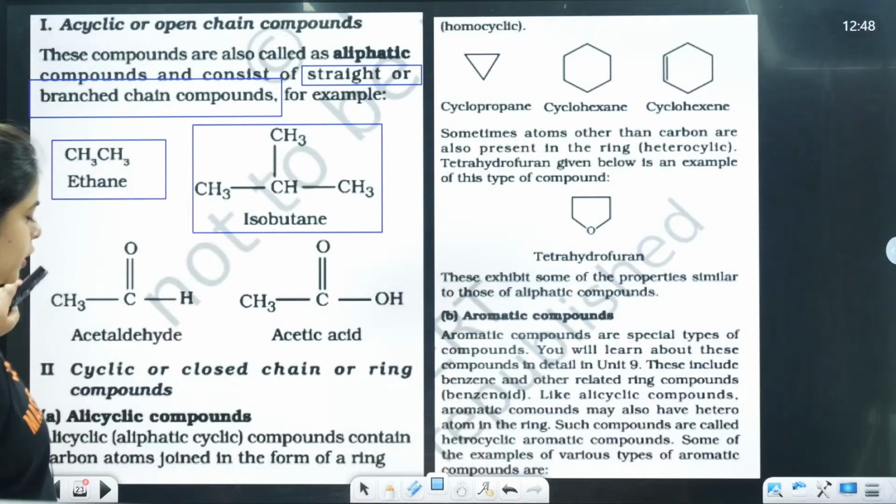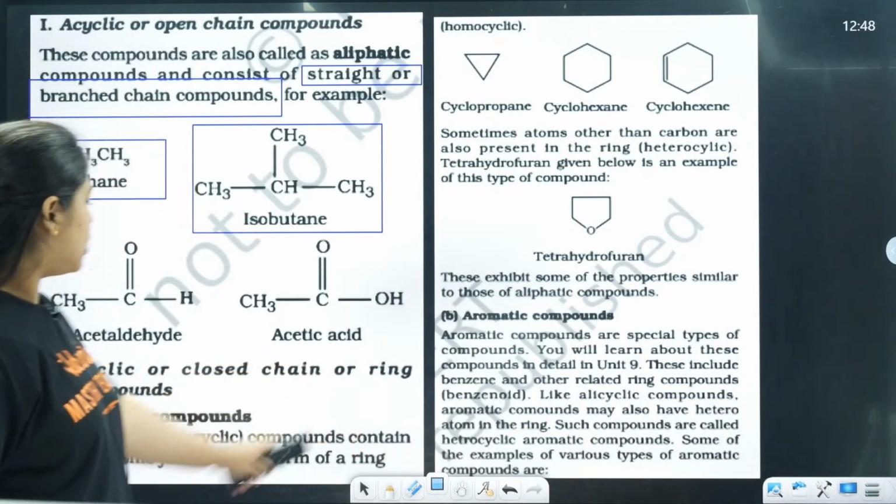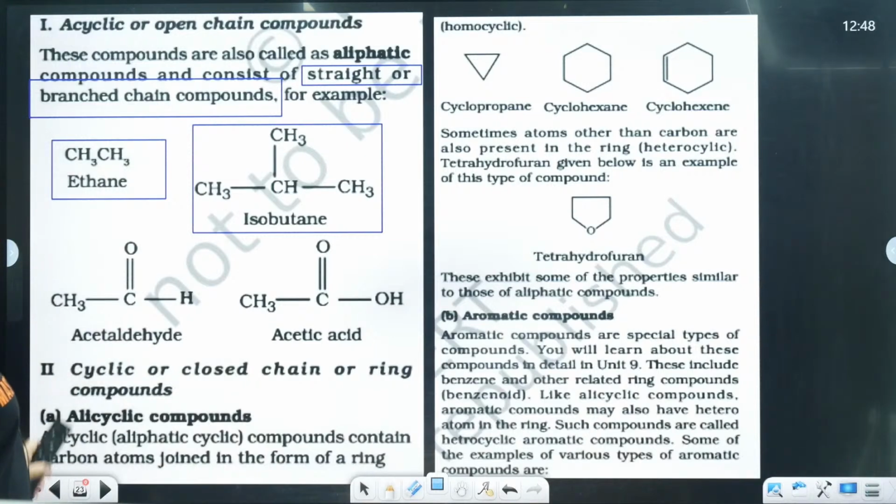Acyclic and aromatic compounds are very important, and acyclic compounds means what?